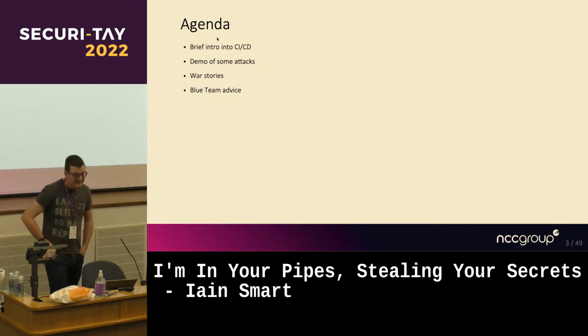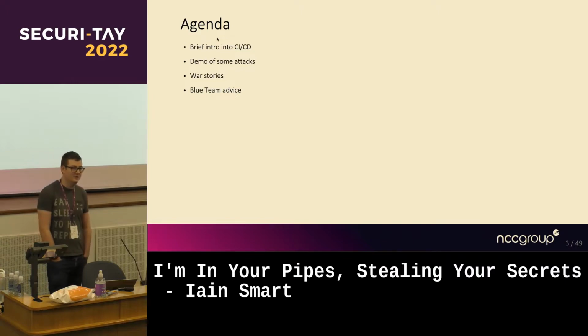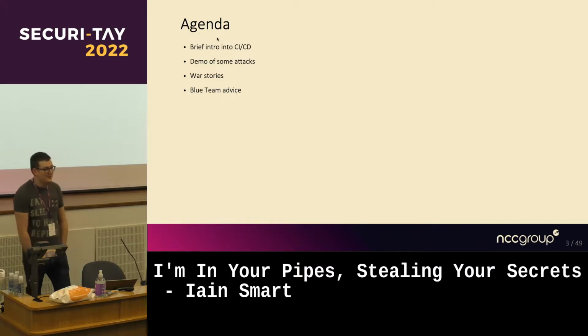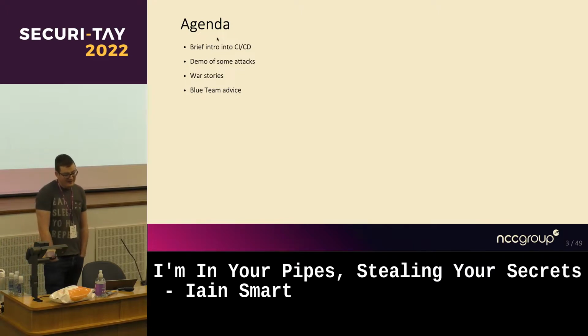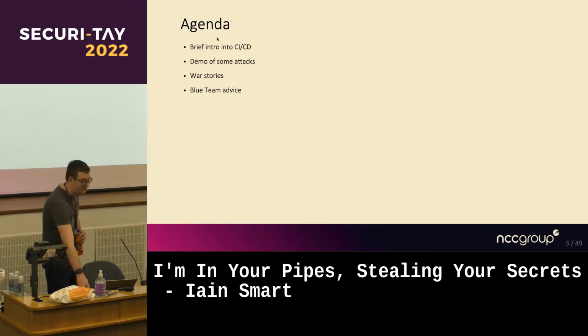So what I'm hoping to cover today is a brief introduction into CI/CD, and why people are using CI and what the benefits are to developers, to security people, to anyone. I'm going to demo some attacks. I say I'm going to demo them. I'm not entirely convinced that the Wi-Fi here is going to hold up, so I might just talk through some of them. And then I've got some war stories from some of our recent engagements, some of the attacks that we've done on client gigs. And then hopefully, at the end, some useful blue team advice so that if you are running pipelines, you've got a better idea of what you can do to secure them and to make sure that these sorts of attacks don't work against your environments.